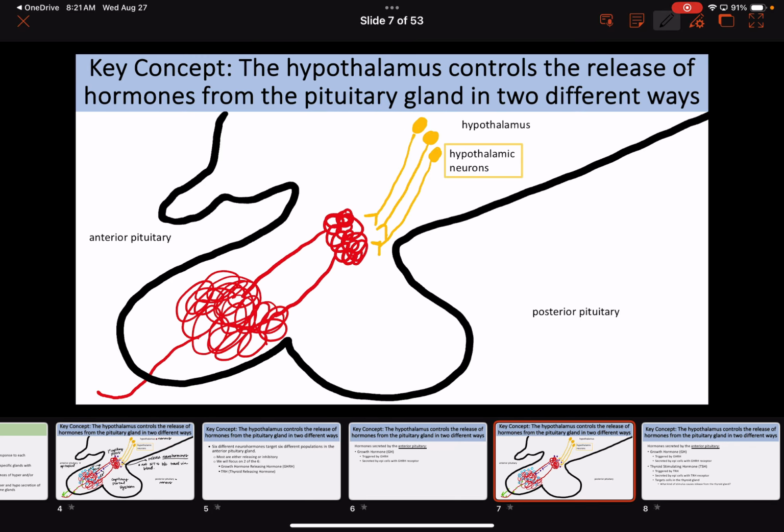So I'm going to show you how that works. This is the hypothalamus. It's releasing, let's say this is GHRH. That is going to travel down this portal system until it gets to a set of cells with a receptor for GHRH. Once the GHRH binds to the epithelial cells, then those epithelial cells can release growth hormone.